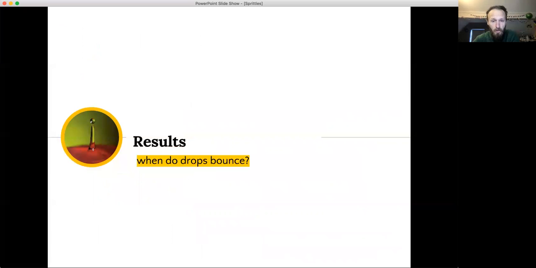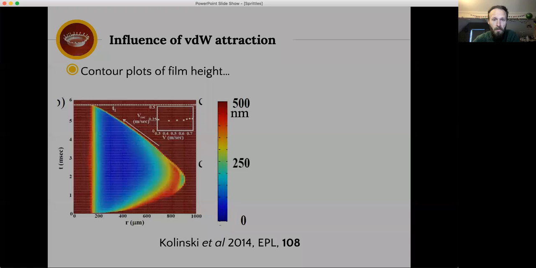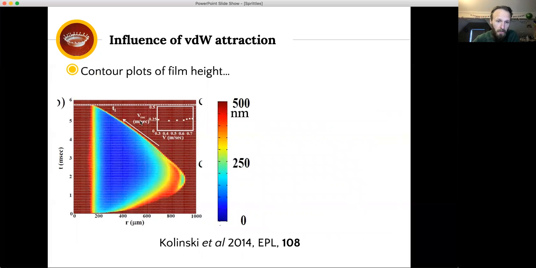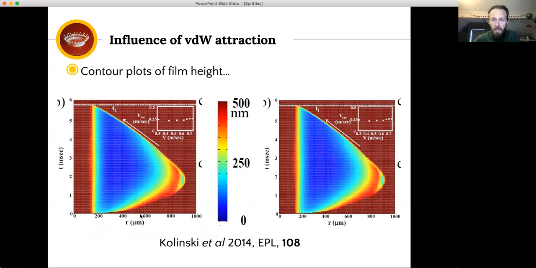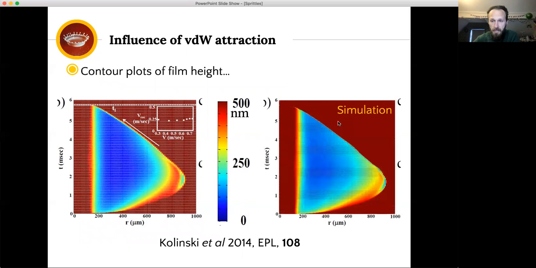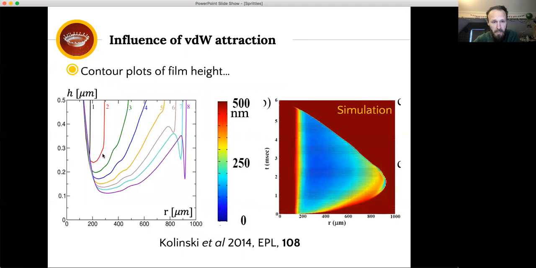So now we'll look at results and think about when drops bounce. So the first thing we can do is look at these film profiles measured experimentally. Here's the experimental measurement, and here are our simulation results. And you see good agreement between the two. And we can see fine details. So for example, if we look at this particular time, we can see 1 minima here, and that corresponds to the blue curve here with 1 minima. And if we look later on in time, we see a second minima appearing here, and that corresponds to this kink at the spreading front.